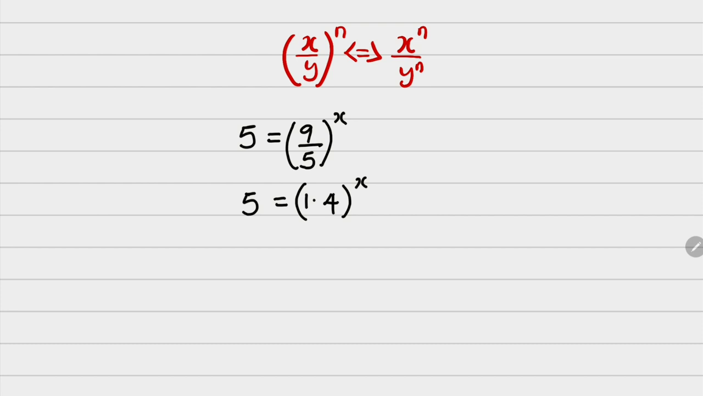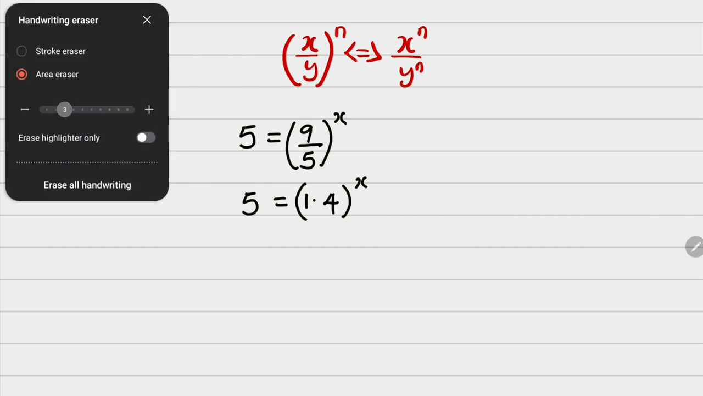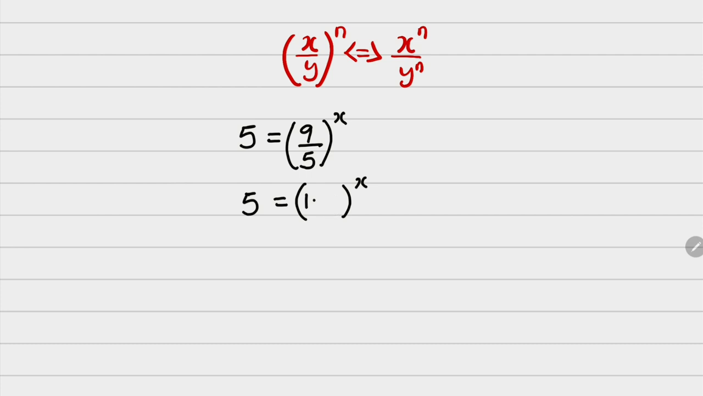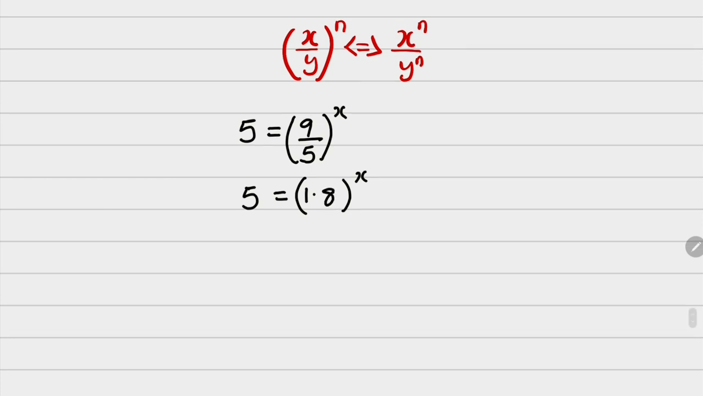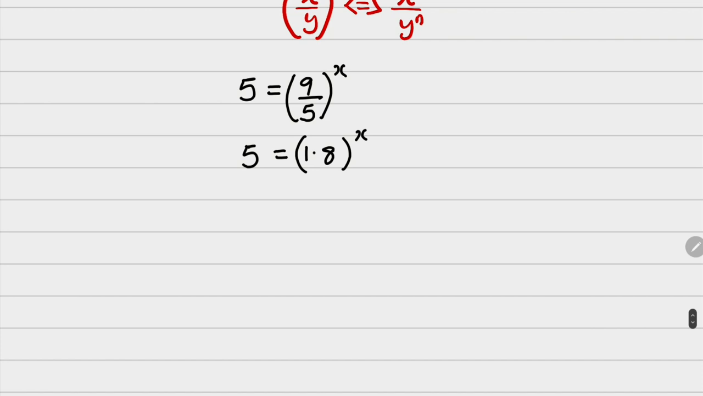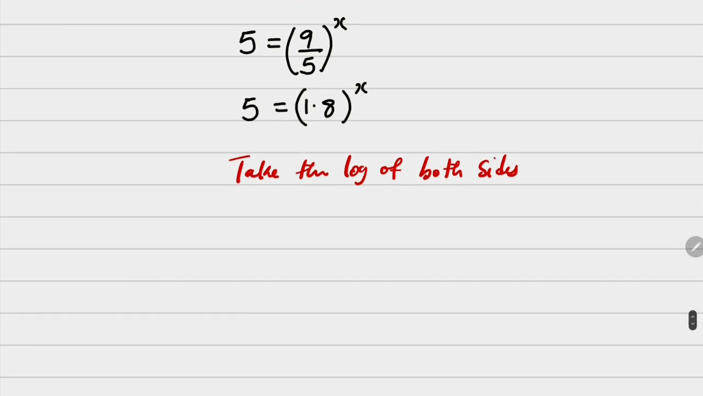Sorry, this is not 1.4. I think I'm mistaken. Okay, this should be 1.8. Sorry for that mix up, but we are okay now. We are good to go. Now, what do I do from here? The very mathematical step to take here that will make sense is to take the log of both sides.